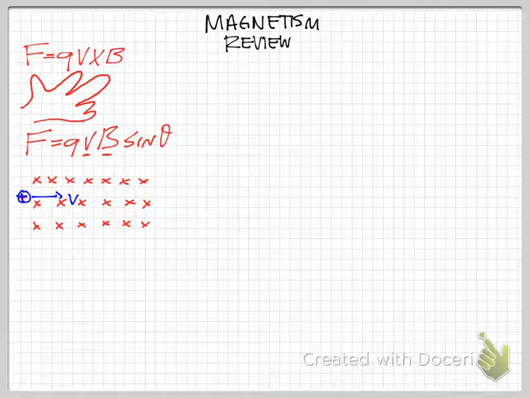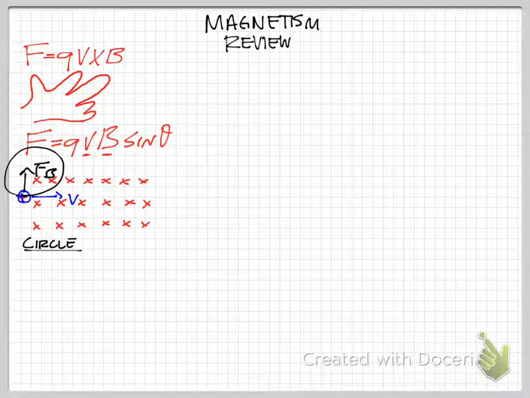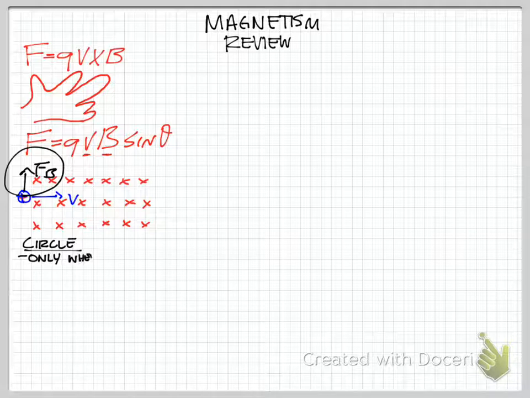Put your pointer finger in the direction of your velocity, so point that to the right. Put your middle finger down into the page, and your thumb is up. So what that tells you is that the magnetic force acting on this particle is up. And so with these things being at 90 degrees to each other, it's going to loop around in a circle. So you get a circle, a charged particle trapped in a circle. Only when the velocity is at 90 degrees to the magnetic field.